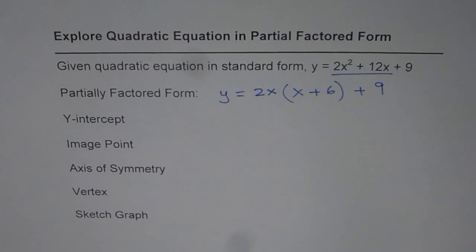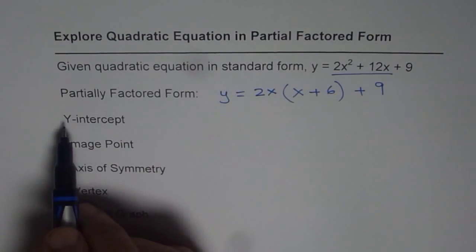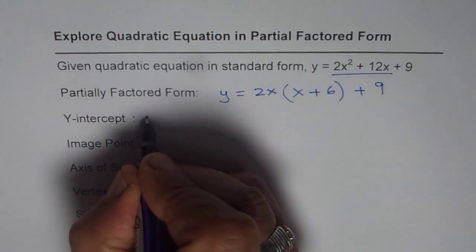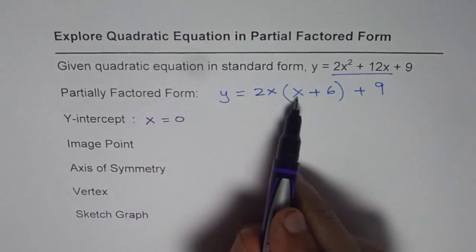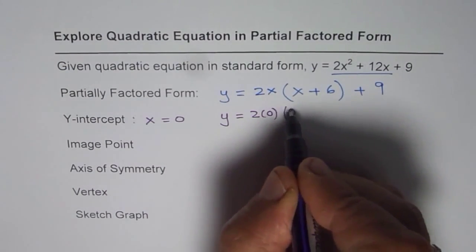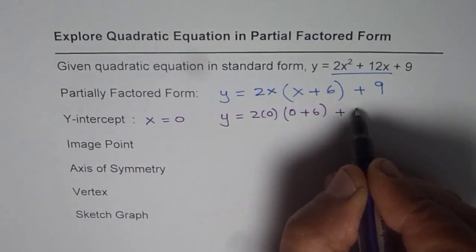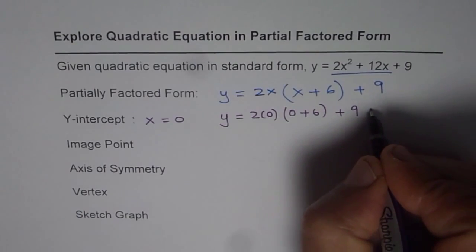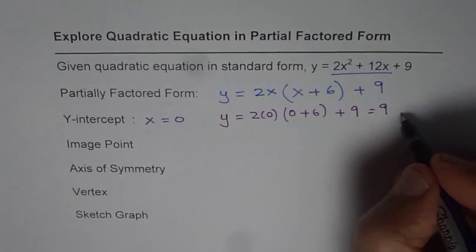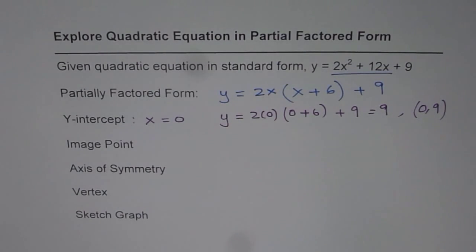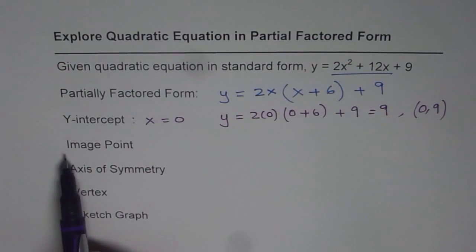Now, how to use this form and get characteristics of quadratic function? That is what we are going to understand. First, let us find the y-intercept. When I say y-intercept, it means x equals 0, right? So if I write x as 0, I get y equals 2 times 0 times (0 plus 6) plus 9. Now 2 times 0 is 0, and 0 times anything is 0. So we are left with 9. Therefore, the y-intercept for us is 9, so we'll write (0, 9). That is the y-intercept.